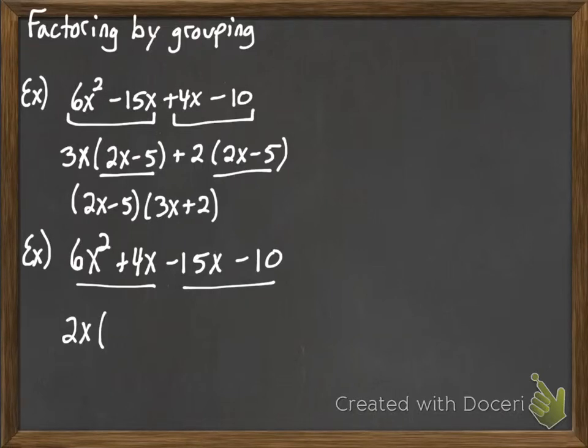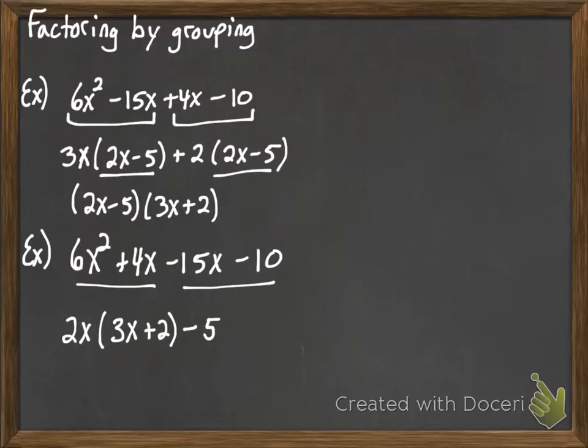And you may want to pause the video and try this on your own. 2 goes into 6 3 times with an x left over. 2x and 4x, we need a 2. Now when we come to that third term, we put the negative sign down. Now for 15 and 10, we say, well, I can take a 5 out.